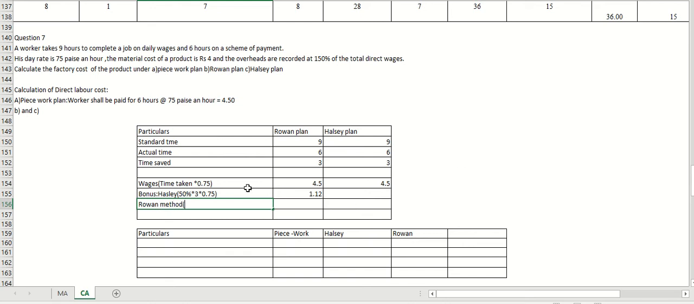And under your Rowan method, the calculation is bonus is time saved, which is 3, divided by standard time, which is 9, into the time taken, which is 6, into the rate per hour, which is 0.75. So you get your amount to be 1.50.